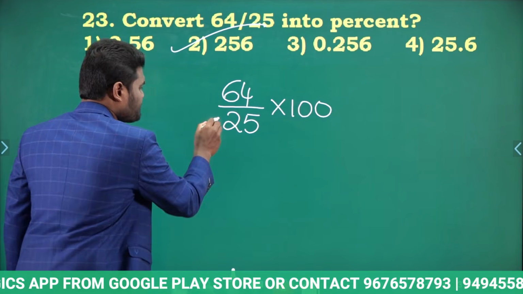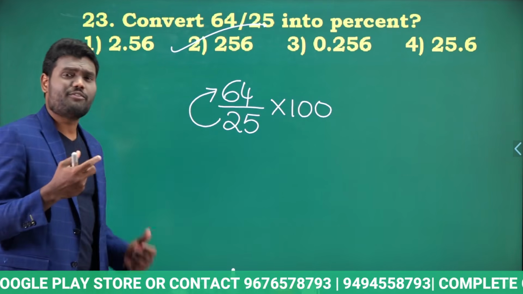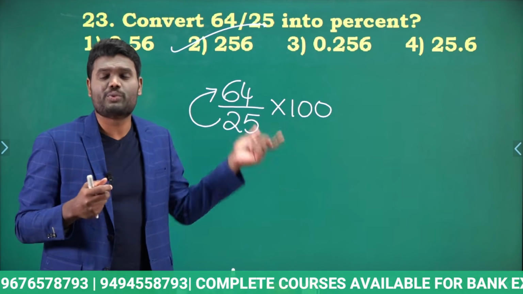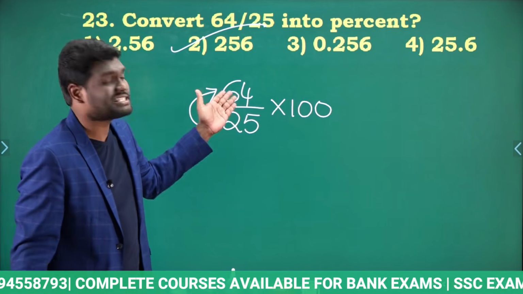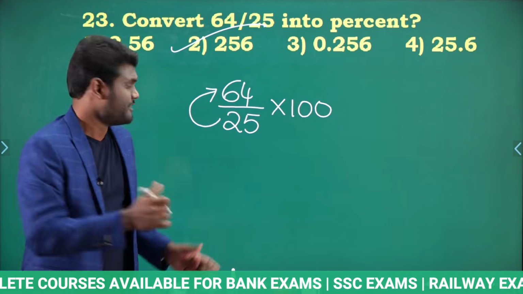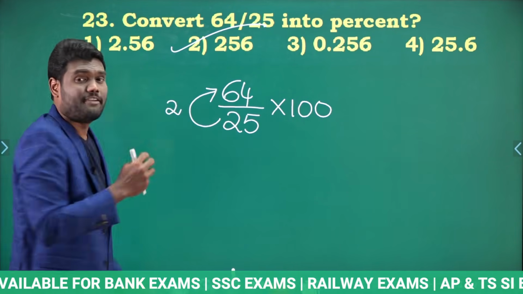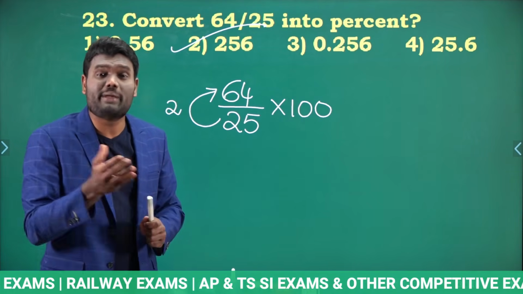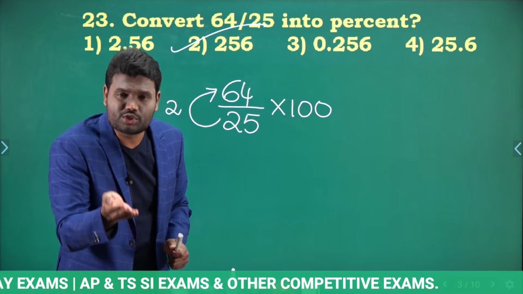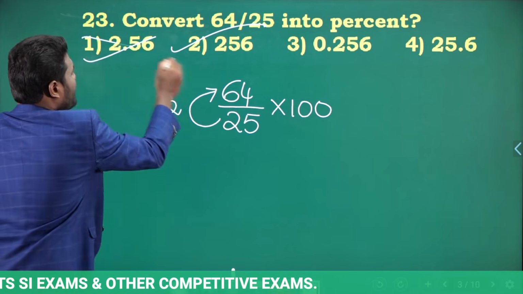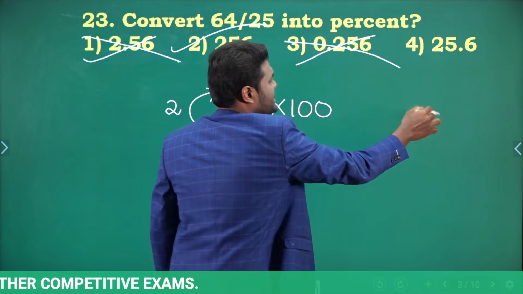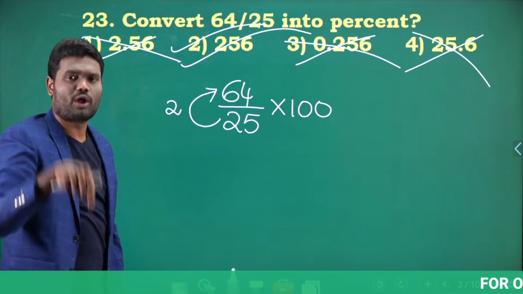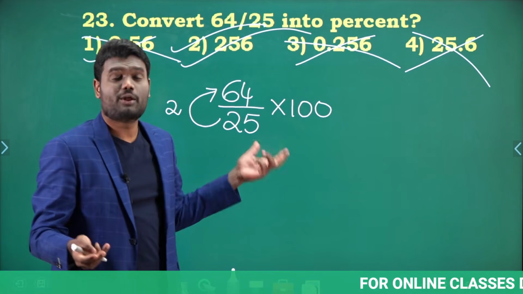Now if you observe here, 64 is almost double of 25. Why? Because double of 25 is 50, but this is 64, which is more than 50, which means this is almost 2 times. If it is almost 2 times, 2 into 100 will be 200, which means our answer should be more than 200. Now this is 2.56, this is 0.256, this is 25.6. Then I can simply say more than 200, I have only one option. 256 is my answer. Then why calculate?